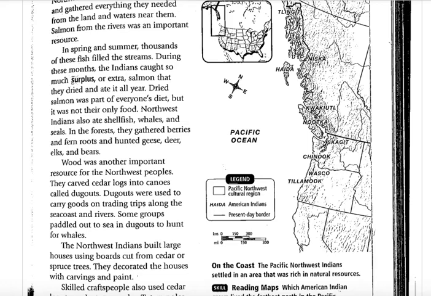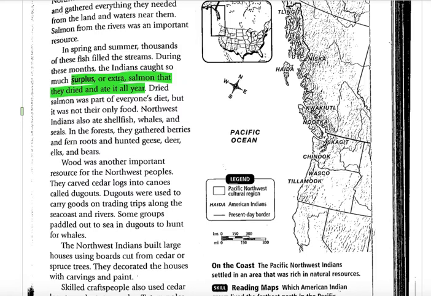There's our first vocab word: surplus, or extra salmon that they dried and ate all year. So surplus means extra. Dried salmon was part of everyone's diet, but it was not their only food.